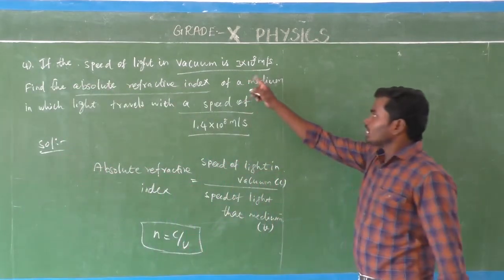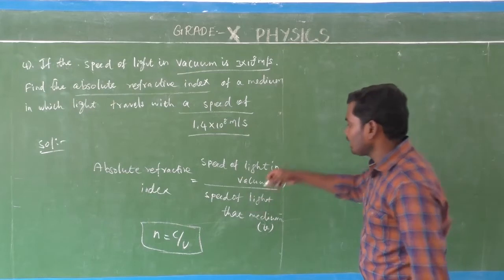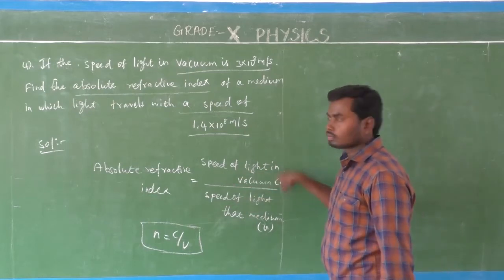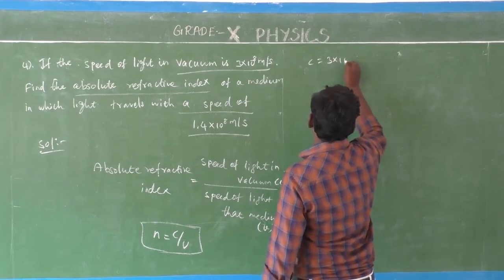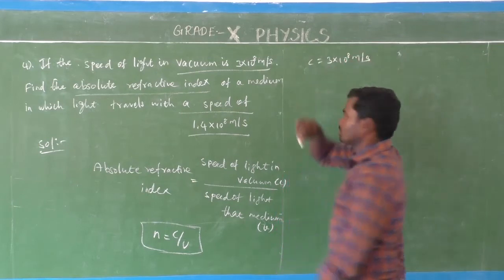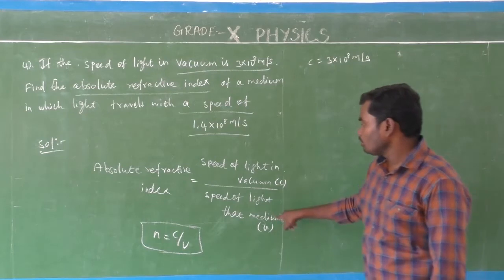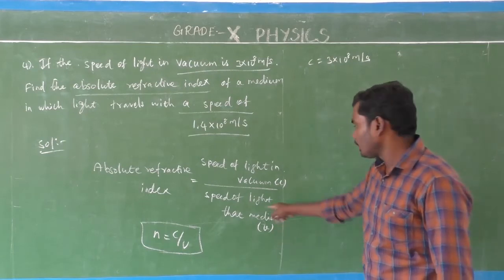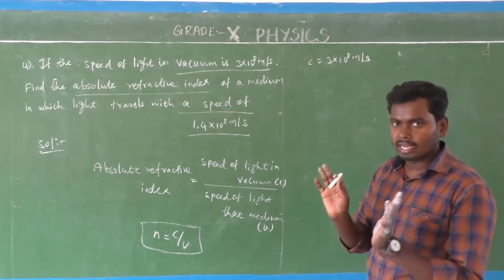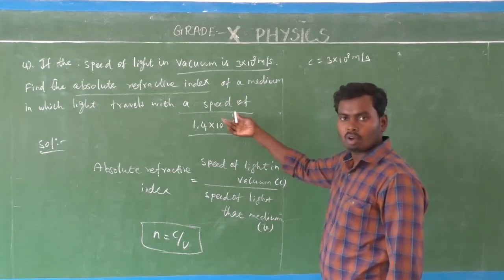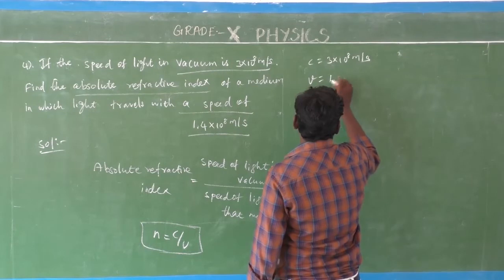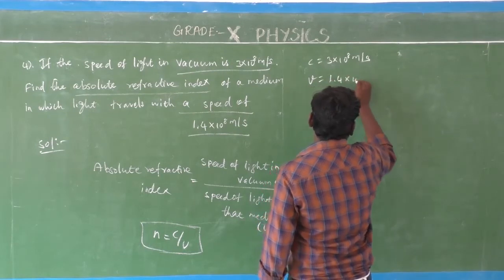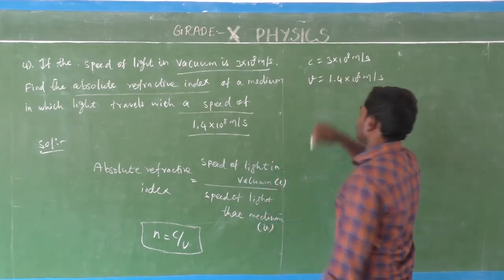So what is the c value? The speed of light in vacuum, c, is equal to 3 into 10 to the power of 8 meter per second. And what is the v value? v means the speed of light in that particular medium. That is 1.4 into 10 to the power of 8 meter per second.